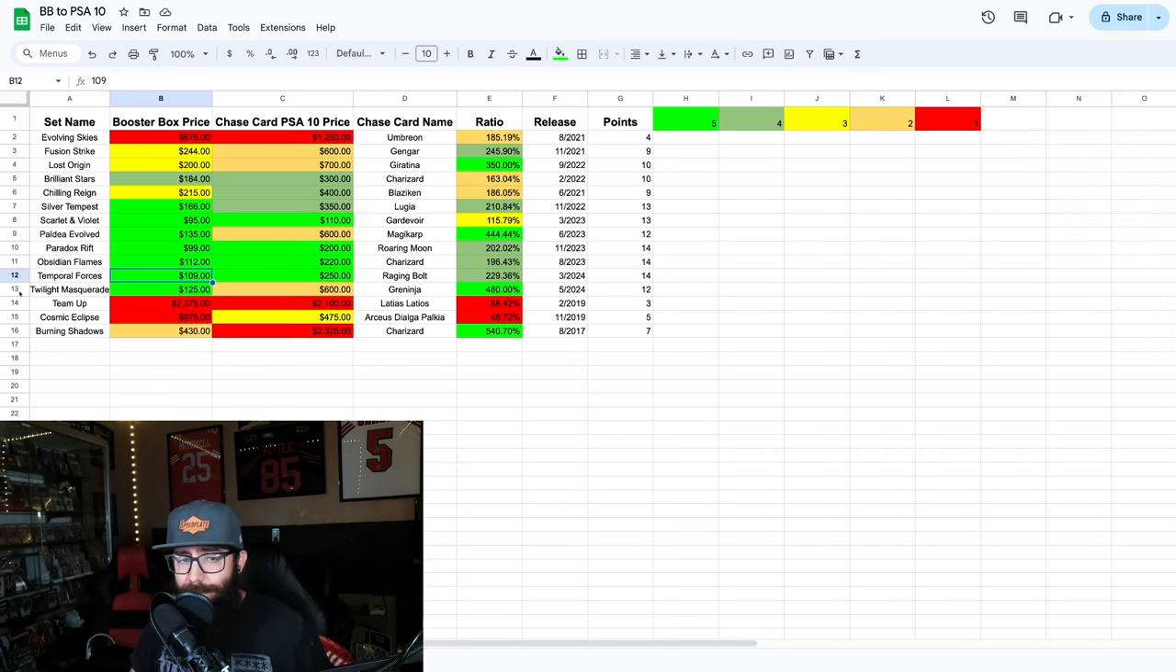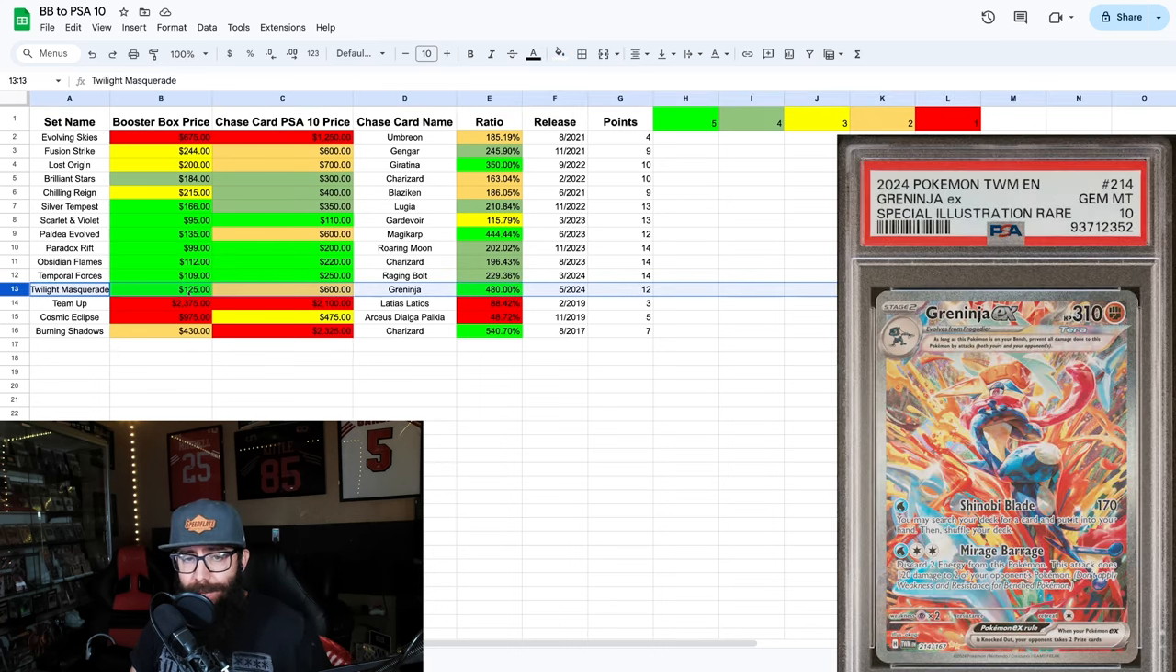Next up, obviously, Twilight has been going crazy. We got $125 a box already. And the Greninja is almost exactly in the Paldea setup right here. The Greninja PSA 10 last sold at around $600, so 4.8 times the booster box price. Once again, this screams to me, buy the boxes. I would be buying the boxes all day long and avoiding the Greninja at this price point. I don't think this is sustainable for this card for the long term. So we got 12 on the point scale, which is pretty good. Twilight Masquerade, eat up those boxes. That would be my advice.